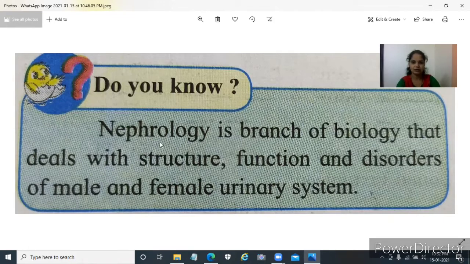That's nephrology. So the definition of nephrology is: it is a branch of biology that deals with the study of structure, function and disorder of the male and female urinary system.